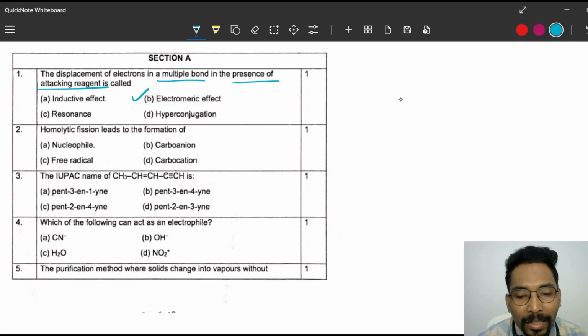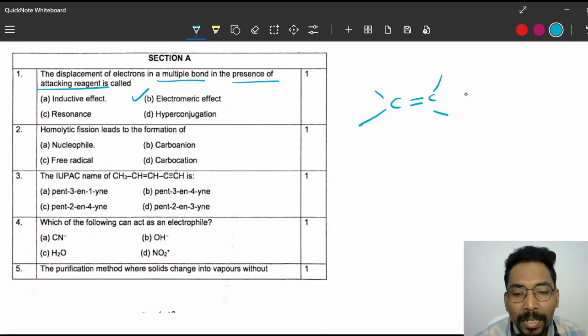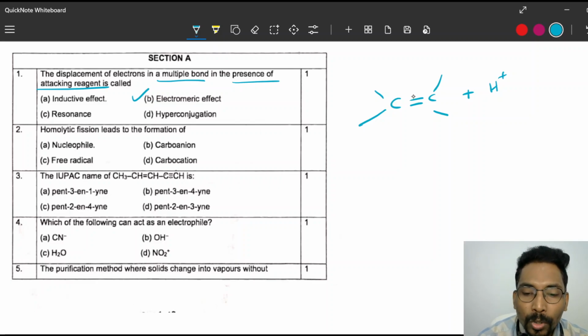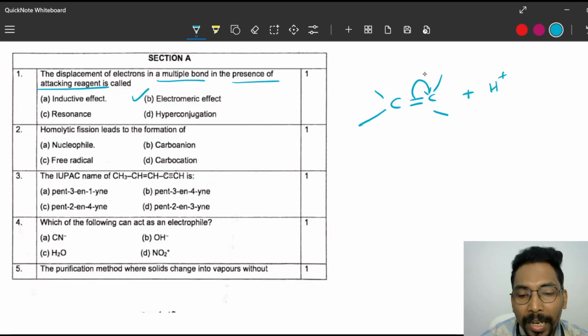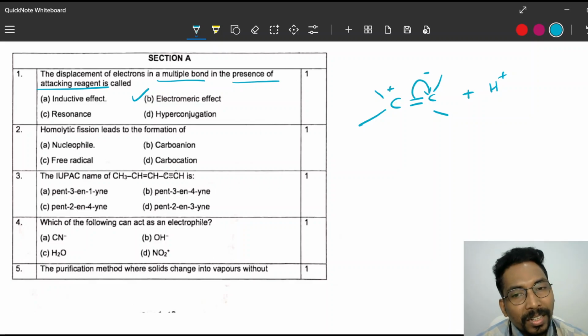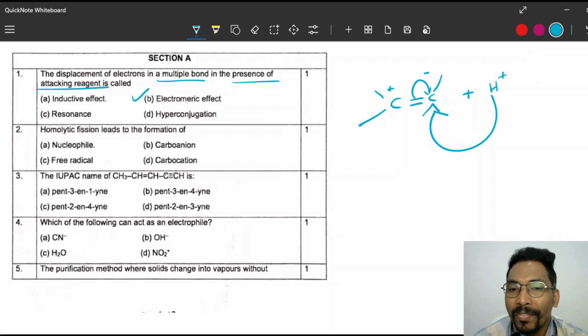For example, a double bonded compound is there. In the presence of an attacking reagent, for example H+, one of the multiple bonds will shift to one of the carbons, completely, that electron pair will be shifted to one of the carbons. So this carbon will get a negative charge and this carbon will get a positive charge. The H plus will join this particular carbon. This type of effect is called electromeric effect.